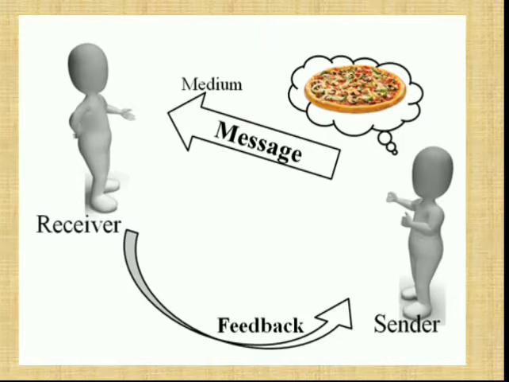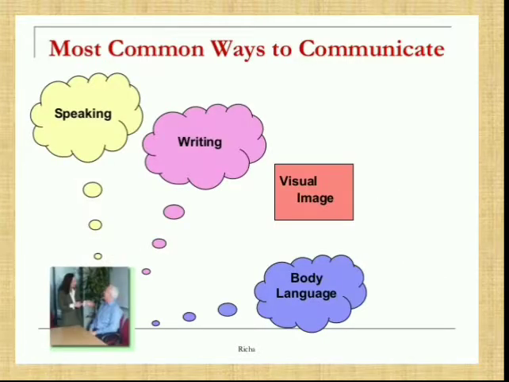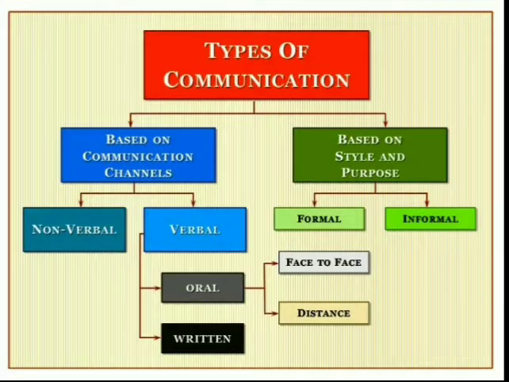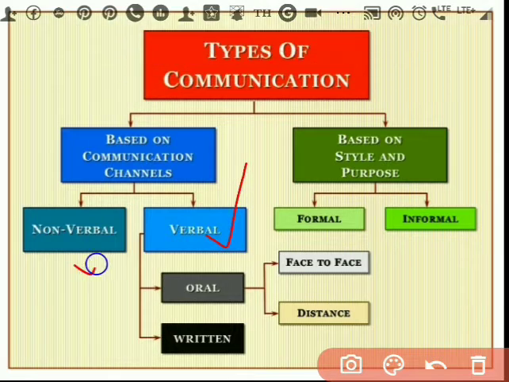So dear students, now you got the meaning of communication? Yes, communication means being able to tell other people what you want to say, and this can be done in many ways. Some different ways of communication are speaking, writing, visual and body language. So, what are the different types of communication we are going to learn today? Verbal communication, non-verbal communication, oral and written. You can see the oral also includes face to face and distance.